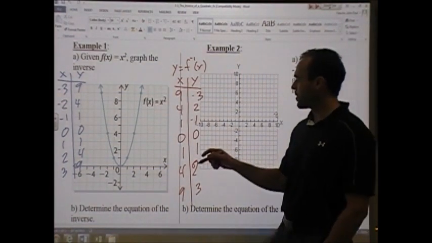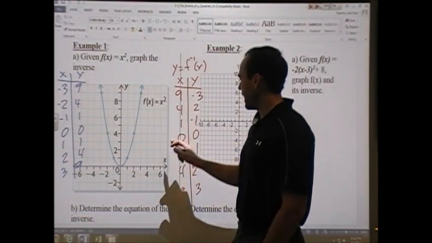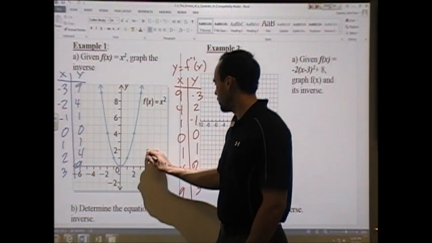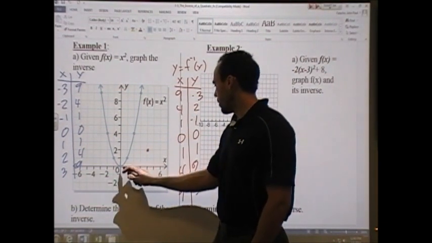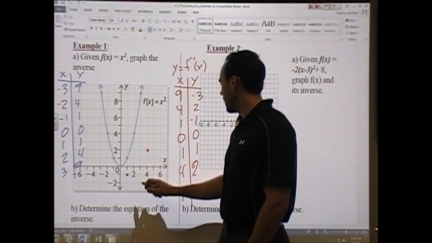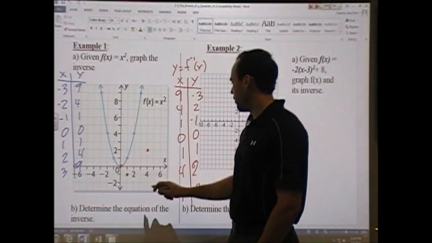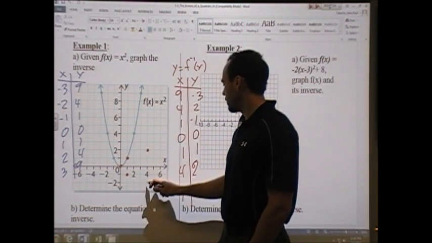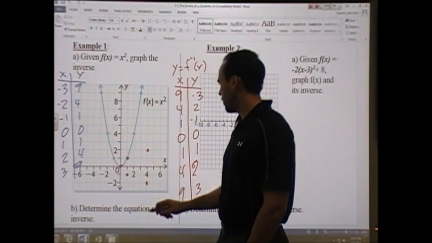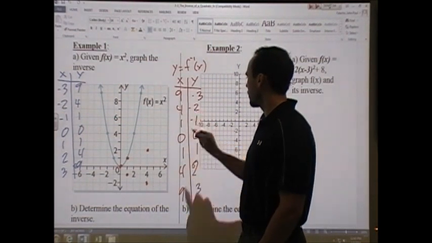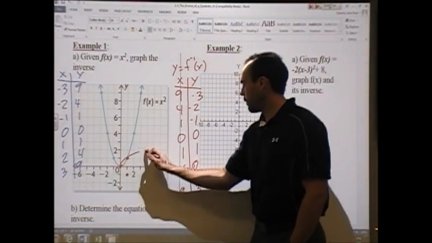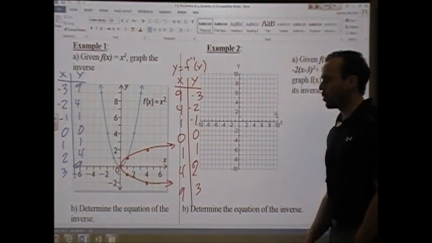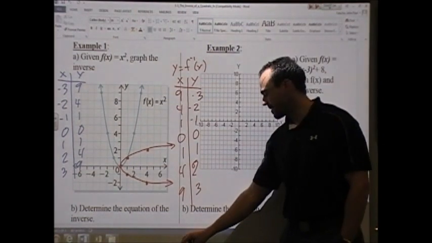Now if I go to graph this, I have 9, -3, which is not even on our graph. 4, -2, right here. 1, -1, which is right there. 0, 0. I have 1, 1. I have 4, 2. Sorry, 4, -2. And so if I graph this, it's going to look like a graph like that: a parabolic shape opening sideways.